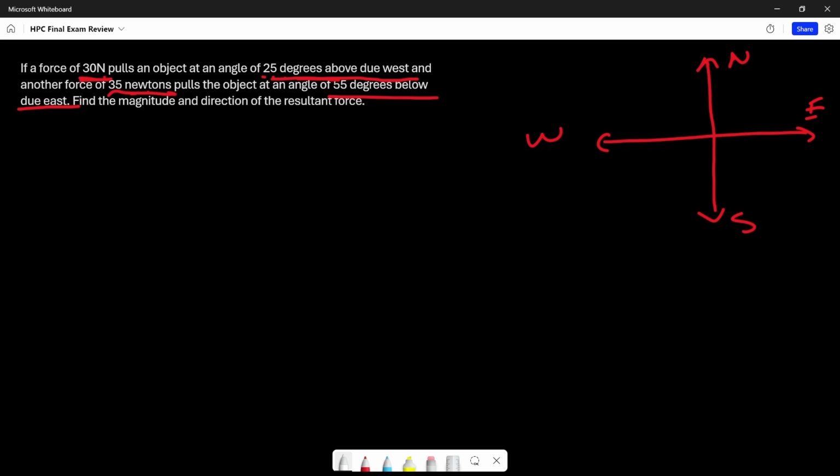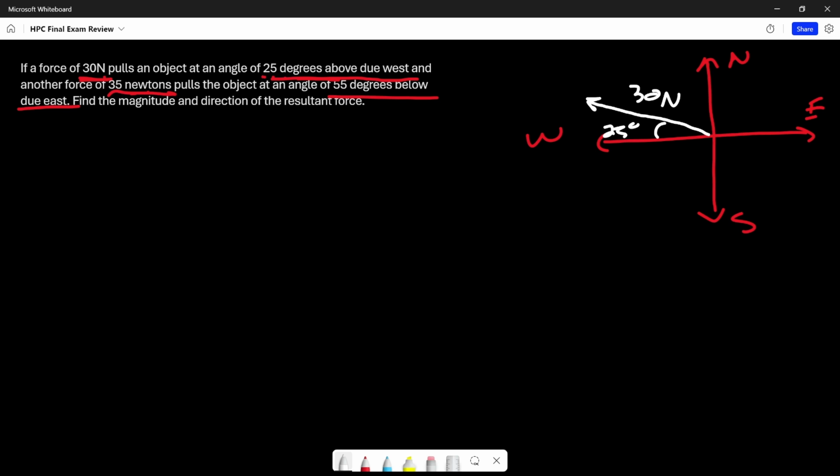Essentially what we're seeing is that our first force is 25 degrees above due west. So here's west, and we're just going to go 25 degrees above that. And that is our first force. That angle right there is 25 degrees, and this magnitude here is 30 newtons.